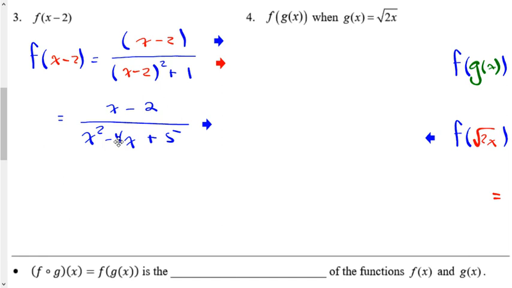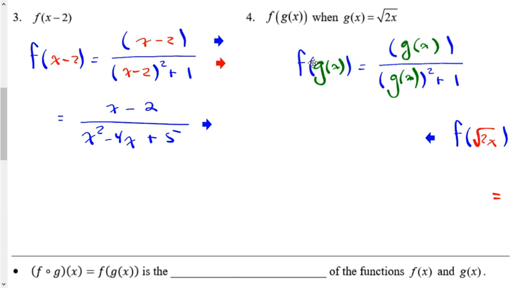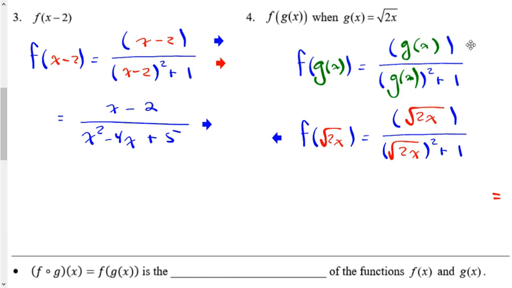Question number 4. Basically the same idea, but we're given the information in a slightly different way. Here we're asked what is f of g of x, but then we're told g of x is the square root of 2x. Well, I can replace every x with a g of x. So I have g of x over g of x squared plus 1. But I know each of the g of x's is actually a root 2x. So then I would substitute it in, and I would simplify.